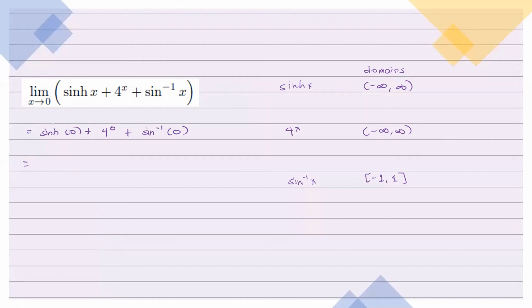For this sinh 0, if you don't immediately remember its value, we can recall that the hyperbolic sine function is equal to e to the x, so e to the 0, minus e to the negative x, so e to the negative 0, divided by 2. Okay? Then plus 4 to the 0, then plus sine inverse of 0. So what gives a sine equal to 0? I'll give you 15 seconds. Please compute the value of this one.